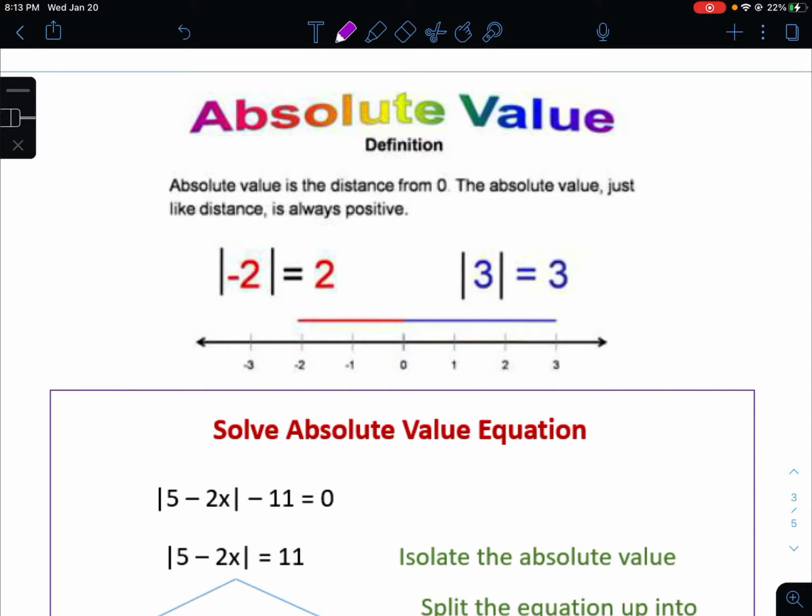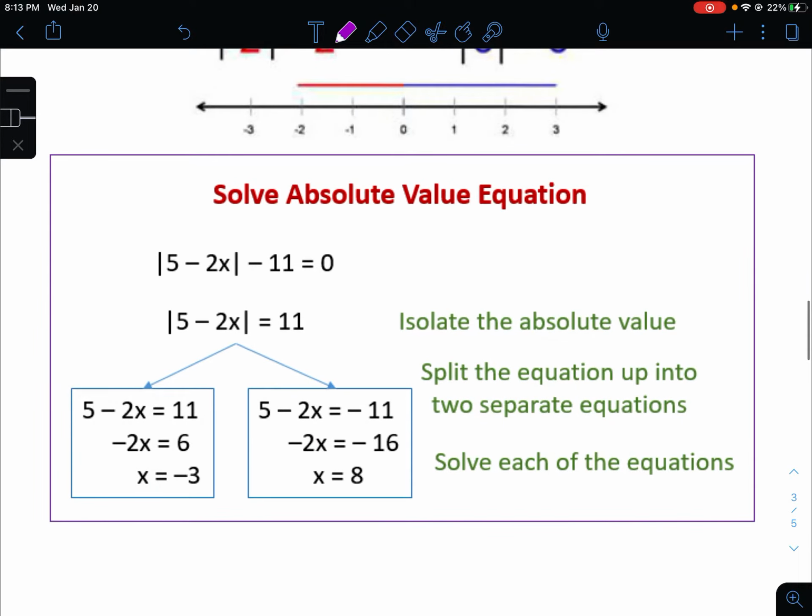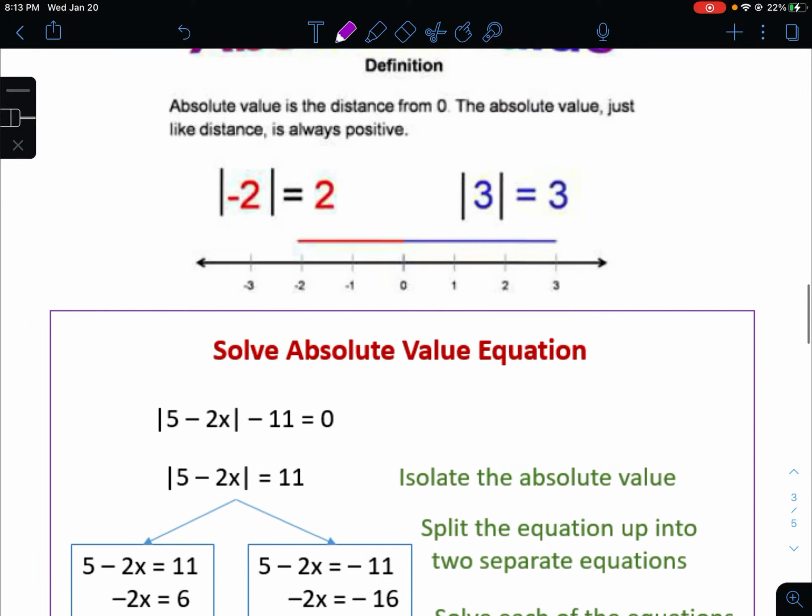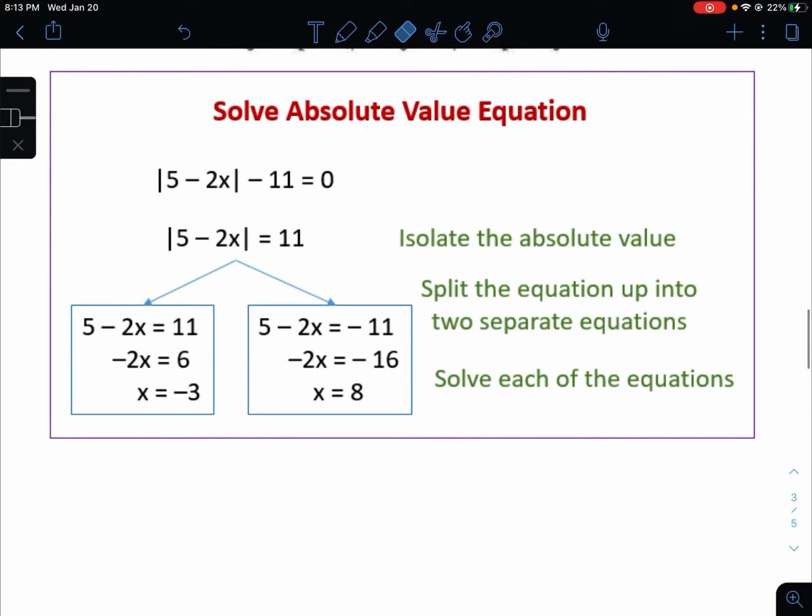Okay. Now that doesn't mean that, for example, when you solve for x, you're always going to get a positive value. What that means is that when you evaluate what's on the inside, your output always has to be positive. So let's go ahead and take a look at an example of how we solve absolute value functions. Let's look at this first one here.